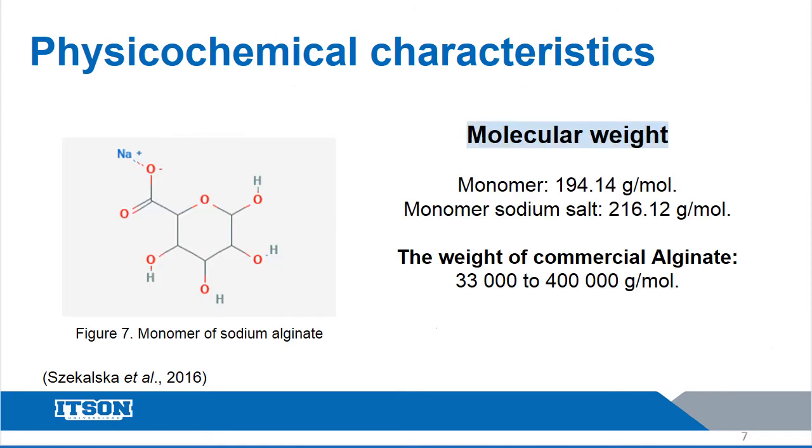The molecular weight varies in function of the chain length, but here we have that the monomers have a molecular weight of 194.14 grams per mole, and it's the same for both because, well, they are isomers. And the monomer of sodium alginate has a molecular weight of 216.12 grams per mole. And the weight of commercial alginate ranges from 33 to 400,000 grams per mole.